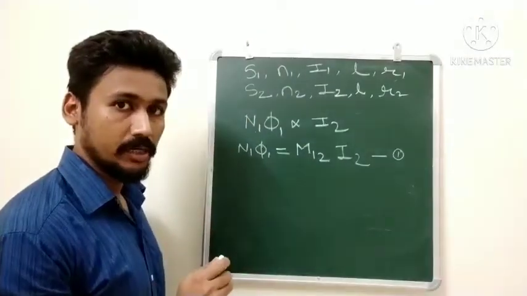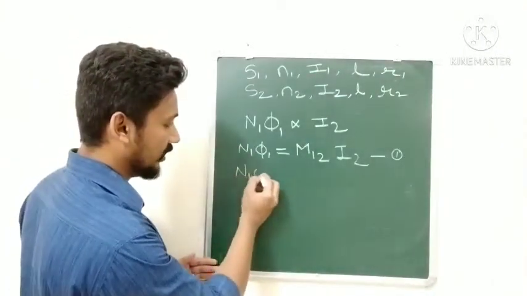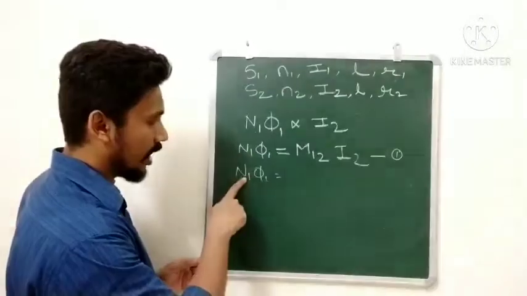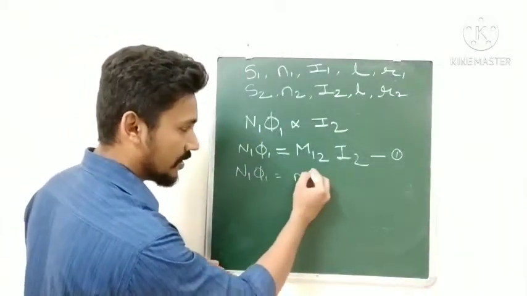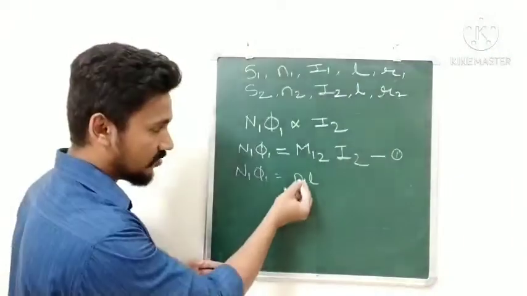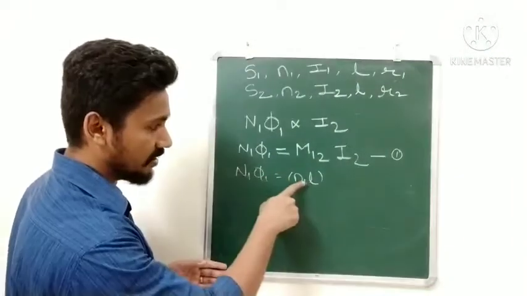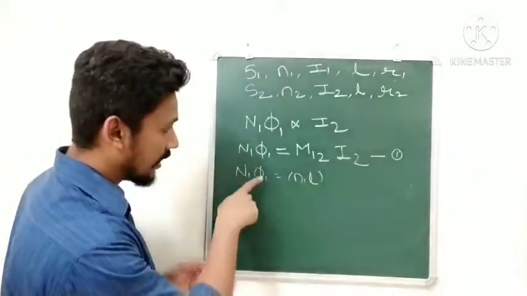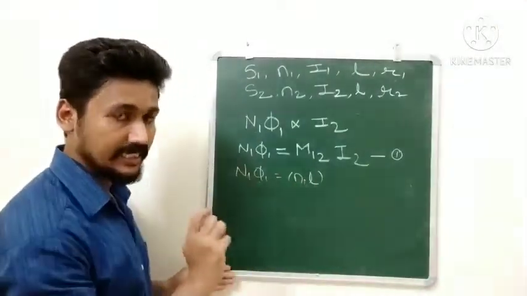Now, just as before, we are going to find the left hand side of this equation, that is N1 phi 1 equal to, how much is N1? Capital N1 is small n1 multiplied by L. Okay, number of turns per unit length multiplied by length. So this is capital N1. So capital N1 is small n1 into N. Phi 1, the flux for the coil that is inside.